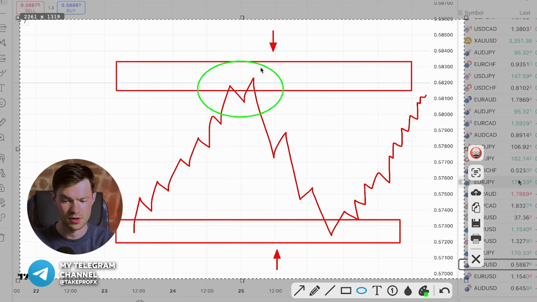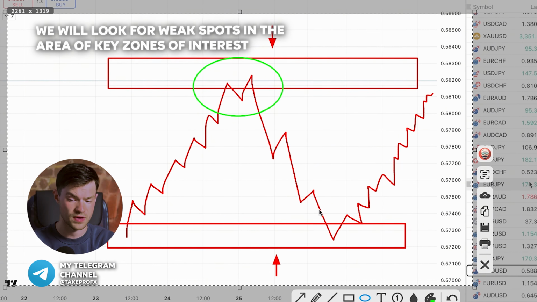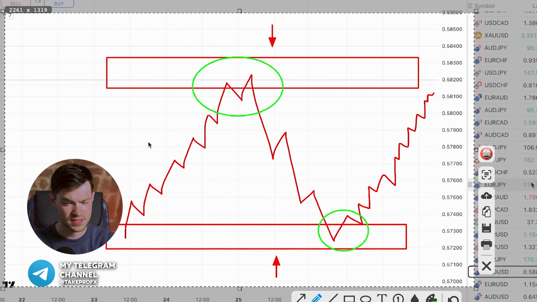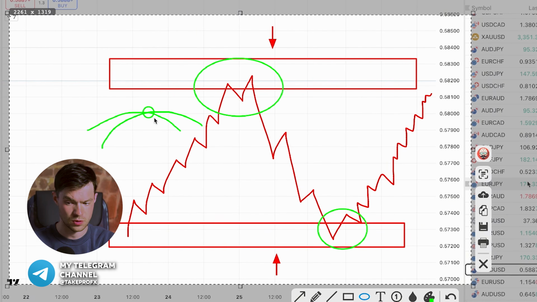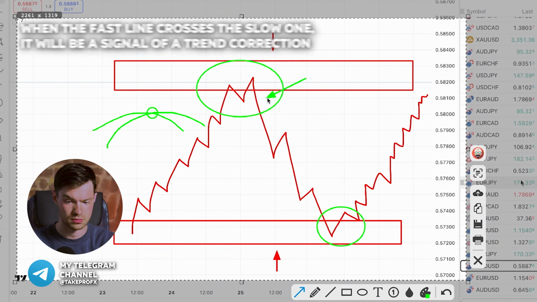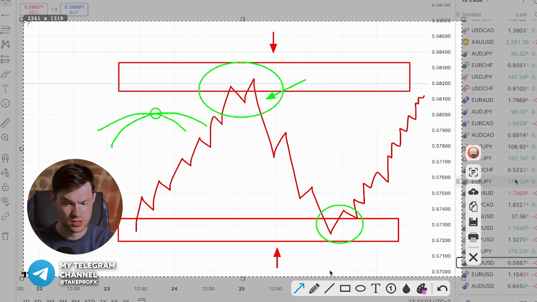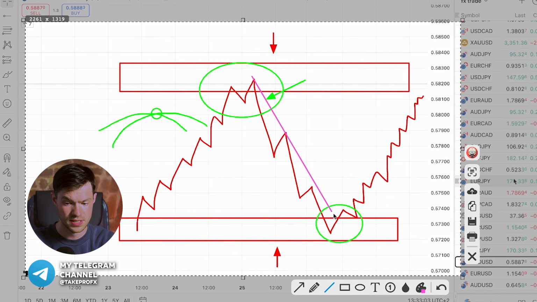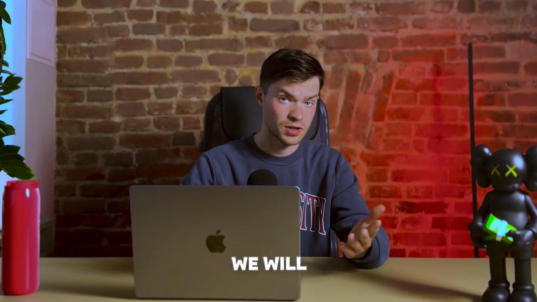We will look for these weaknesses in the area of the key zones of interest, which we identified in the first point. Let's say that we are going to look for the crossing of the moving average lines. It will look like this, when a faster line crosses a slower one, and this will be a signal that a correction is possible here. Instead of moving averages, we can also use a trend line as a signal.